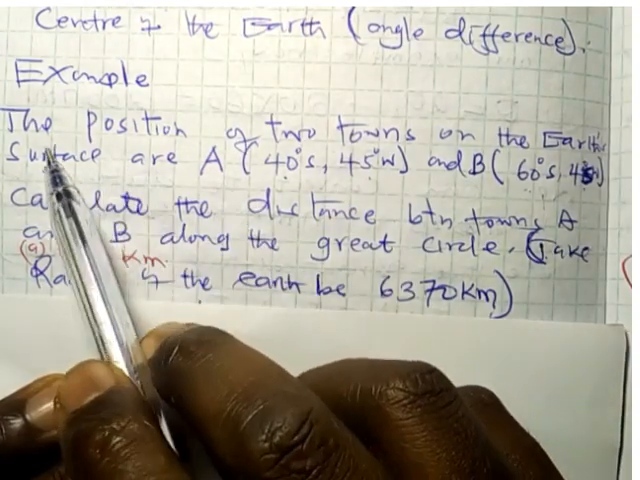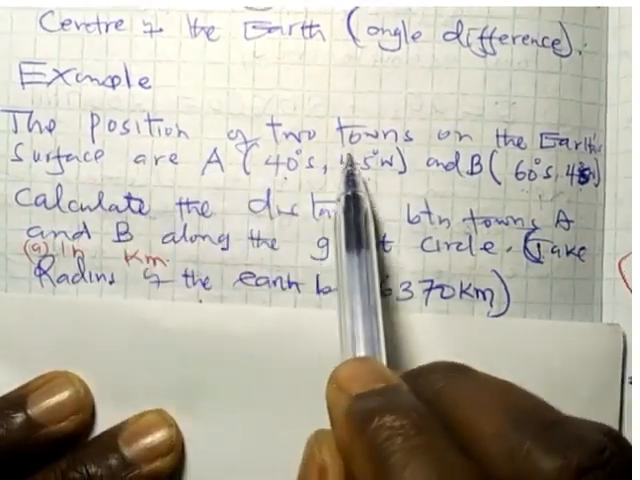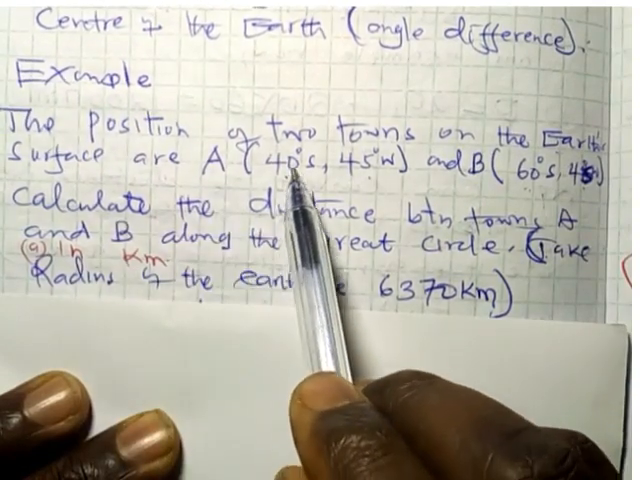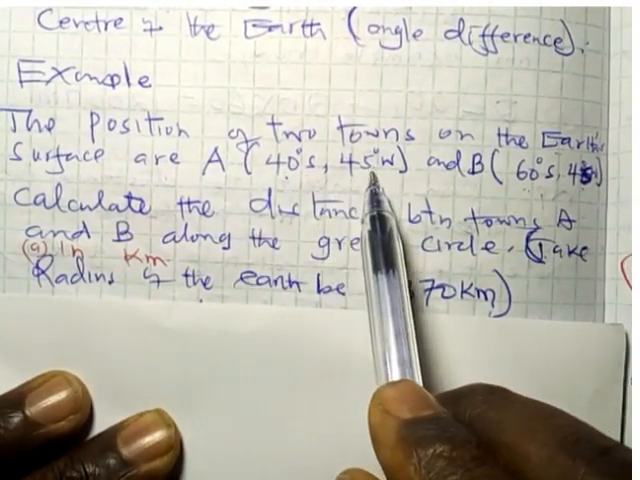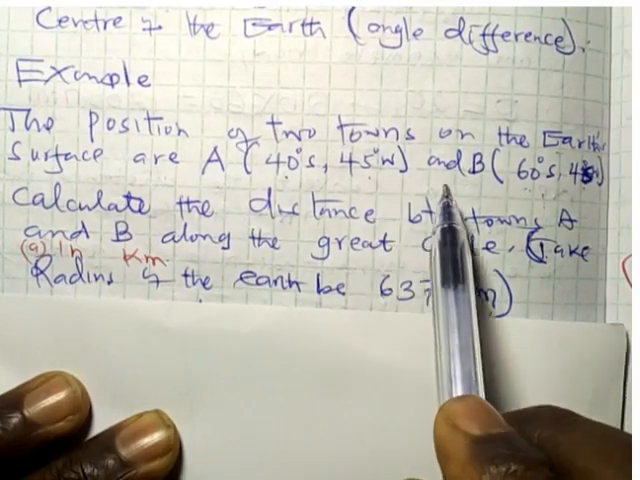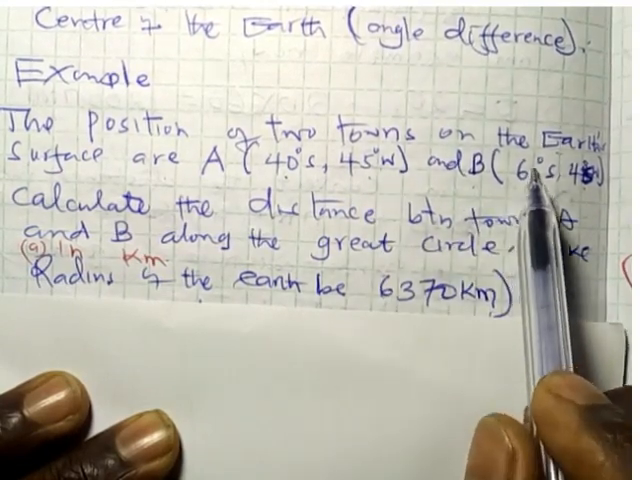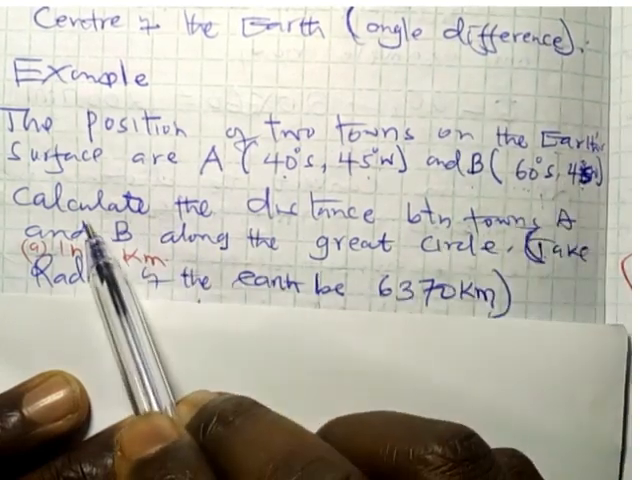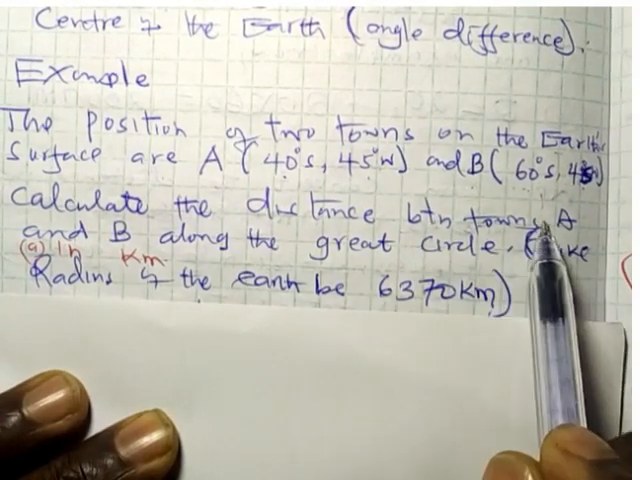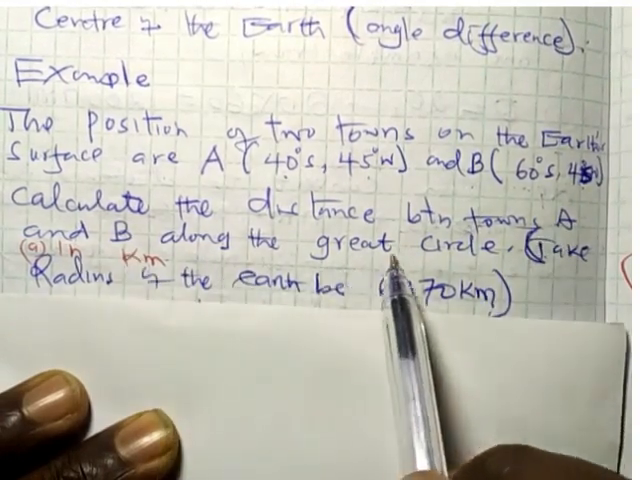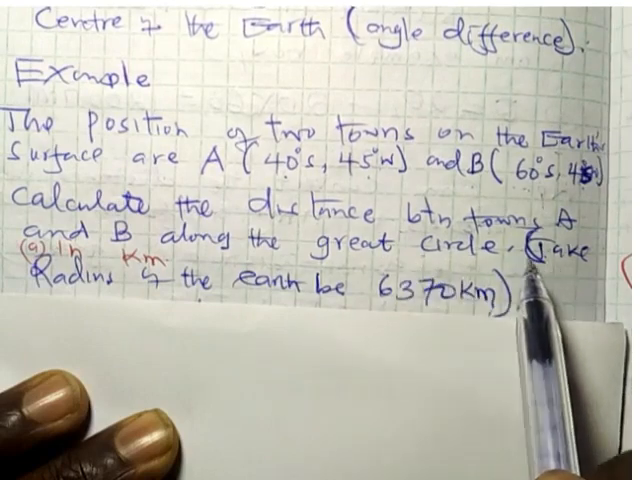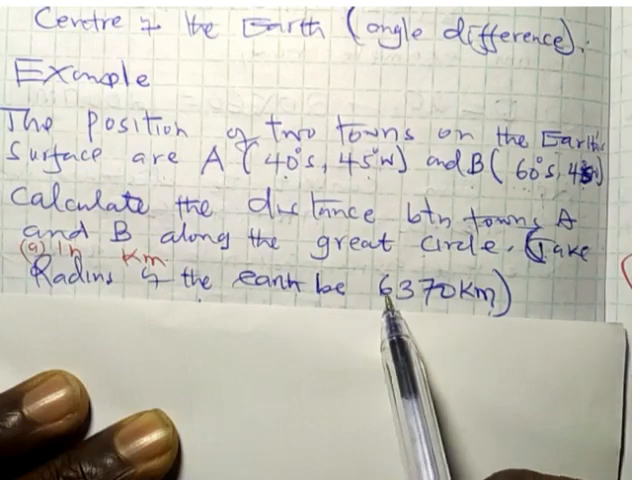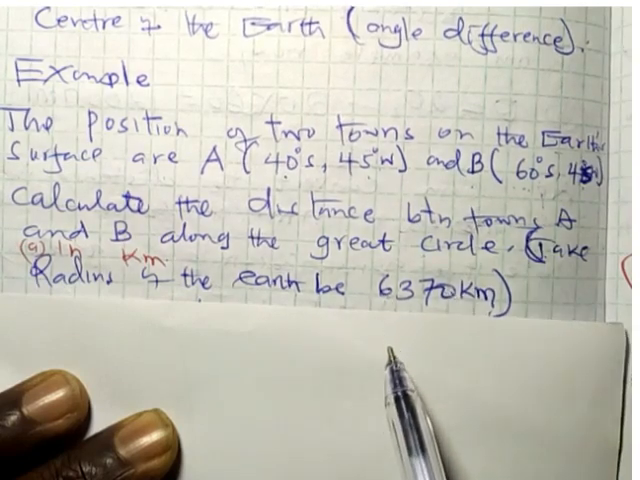Let us look at this example. The positions of 2 points on the Earth's surface are A, 40 degrees south, 40 degrees west, and B is 60 degrees south, 45 degrees west. Calculate the distance between towns A and B along the great circle in kilometers and in nautical miles. Radius of the earth is 6370. So we go and do it.